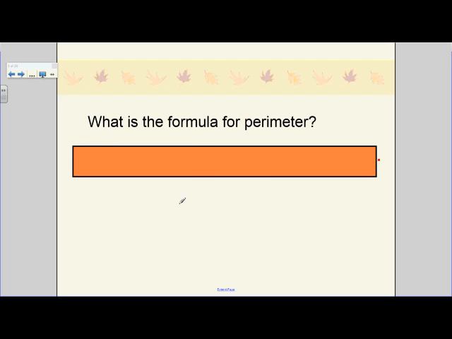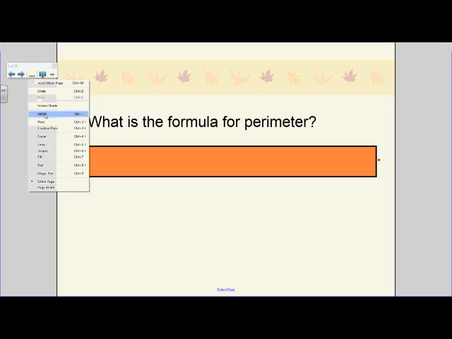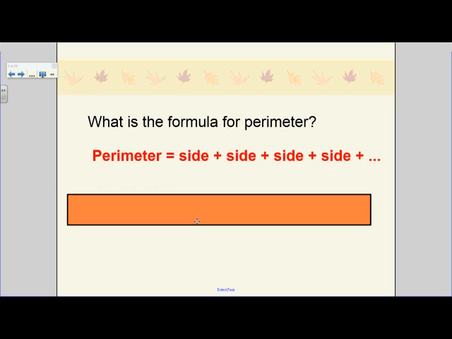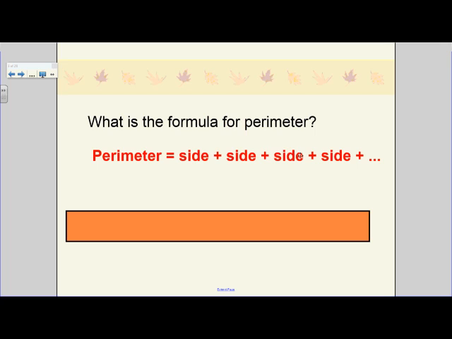What's the formula for perimeter? Well, for perimeter, there's really not a formula. It's just side plus side plus side plus side. Now I put that down 4 times in case it's a square or rectangle. But remember, if we're finding the perimeter of a triangle, it would be side plus side plus side. Any figure that has straight sides, they're all called polygons. You can find the perimeter of any of these figures by just adding all the sides together. So the formula is just adding all the sides.